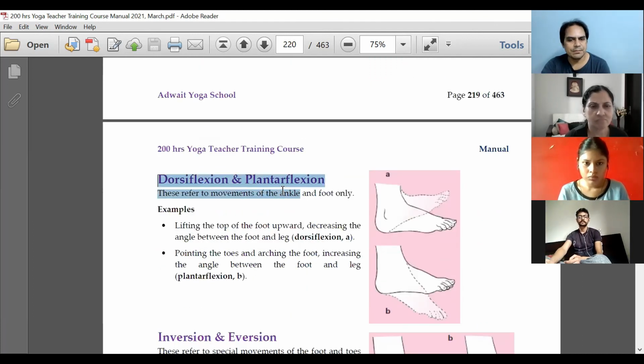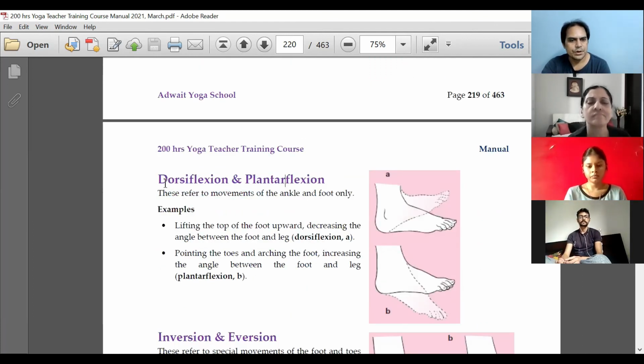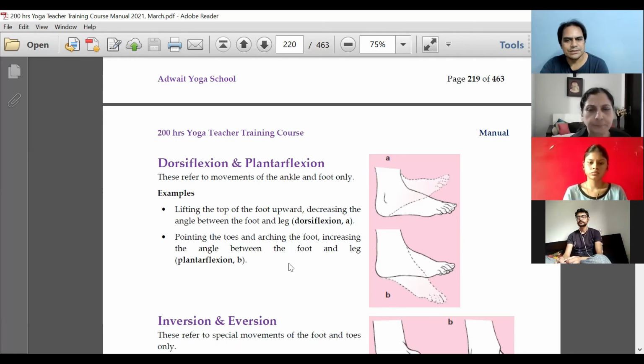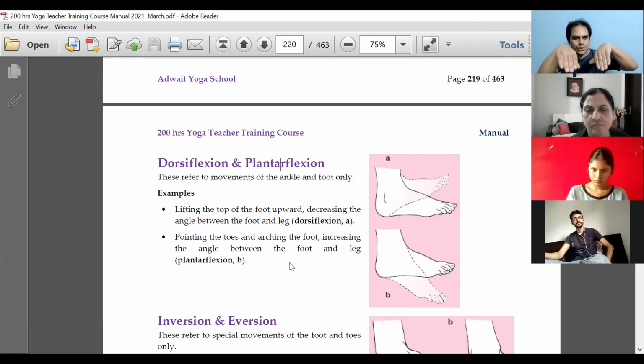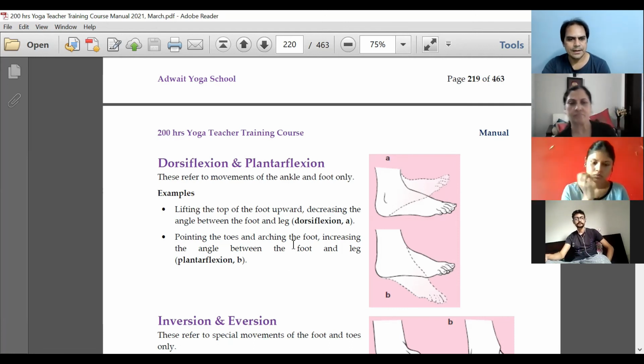Next is dorsiflexion and plantar flexion. Dorsiflexion is when you move your foot up, like ankle bendings. You take your ankles, feet up, that is called dorsiflexion. And when you take your feet, toes towards the floor, that is called plantar flexion. Dorsi, plantar. Clear?